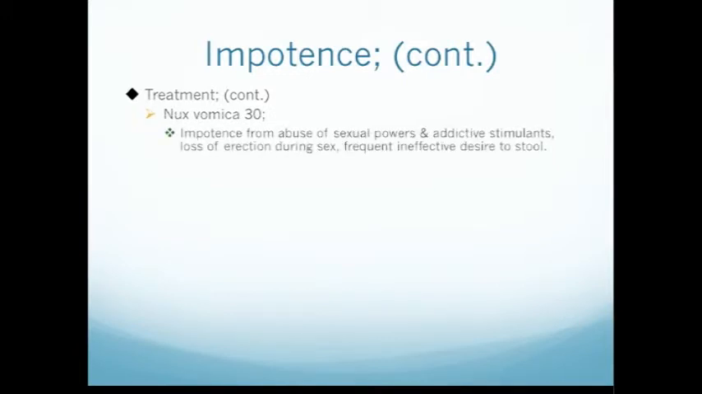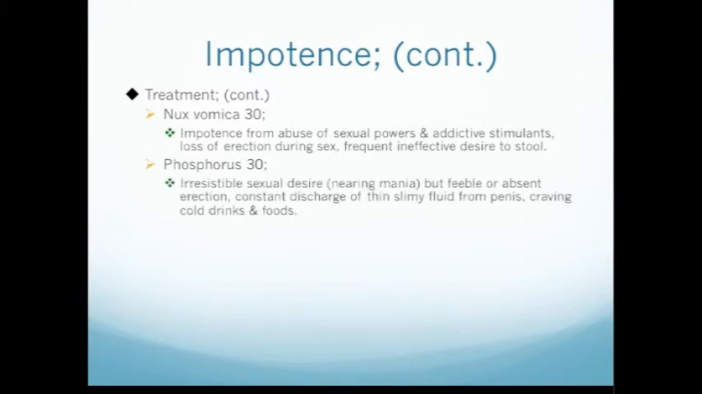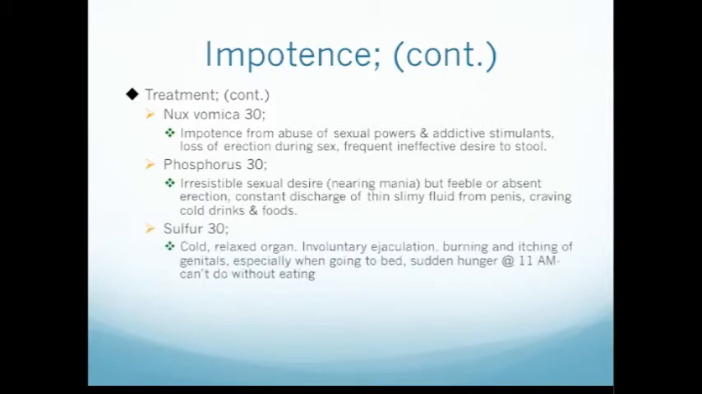Nux vomica can be used with impotence from abuse of sexual powers and addictive stimulants. The loss of erection during sex with frequent ineffective desire for stool. Phosphorus 30 is good for an irresistible sexual desire nearing mania, but a feeble or absent erection. There is a constant discharge of thin, slimy fluid from the penis, craving of cold drinks and foods.